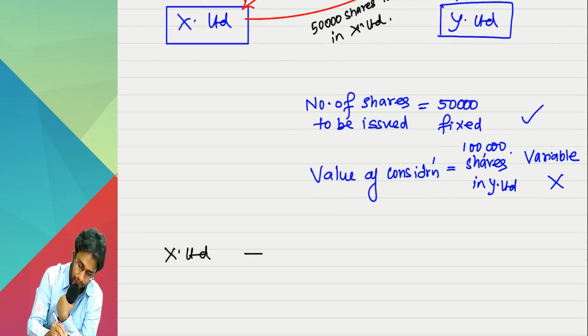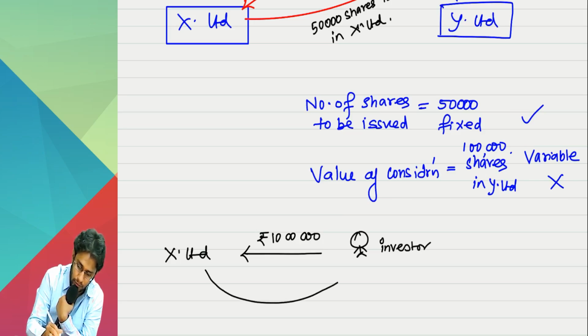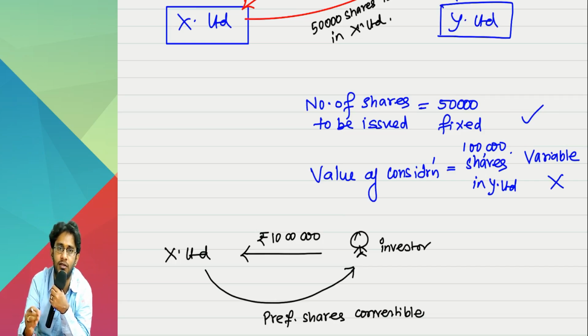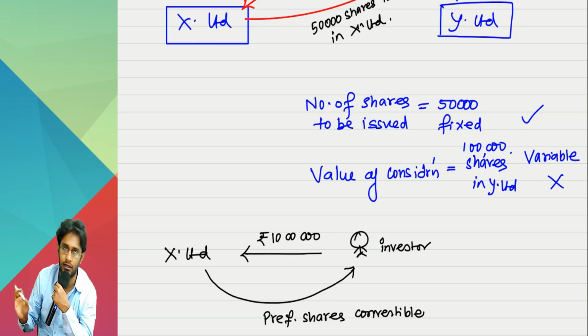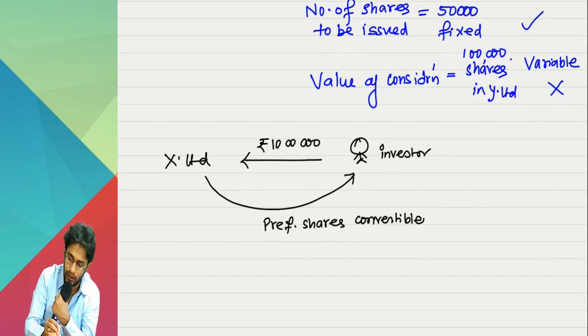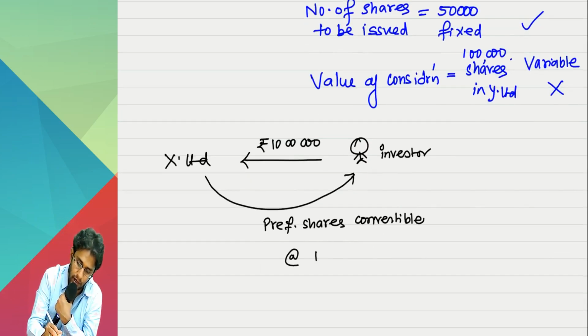X Limited received 10 lakh rupees from an investor. To this investor, we issued preference shares which are convertible in nature. Convertible preference shares means equity shares will be issued on the maturity date. That's the meaning. The conversion ratio is 1:1.